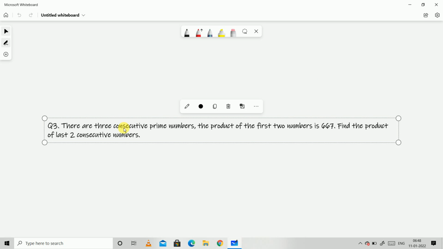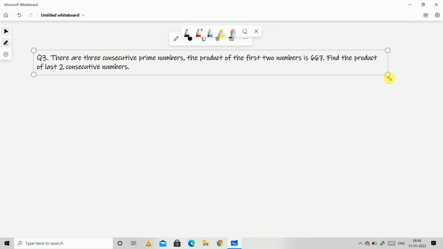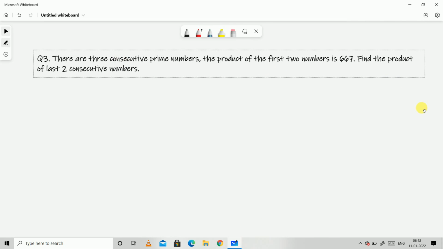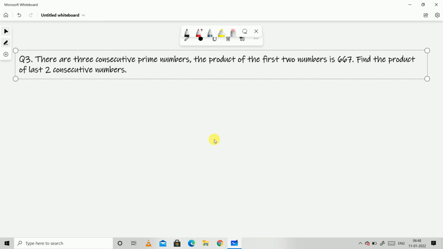Because we are covering the miscellaneous questions, we'll be covering 1 to 3 questions under this type. Okay, this is our next question: there are 3 consecutive prime numbers. The product of the first 2 numbers is 667. Find the product of the last 2 consecutive numbers.